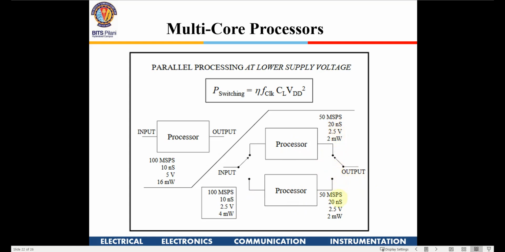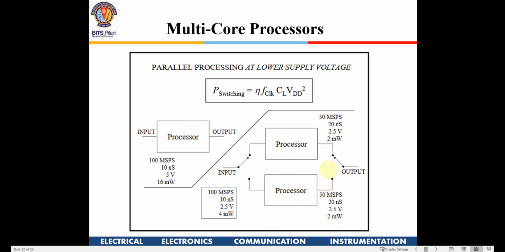The voltage has been scaled down to 2.5 volt, and the frequency is also scaled down to 50%. Using this formula, VDD is reduced by 2 and the clock is also reduced by 2. Since it's VDD square times f CL, clock is reduced by half and VDD is reduced by half, so overall power comes down by 8. Instead of 16 milliwatt, this processor requires only 2 milliwatt. Similarly, the other processor requires 2 milliwatt.